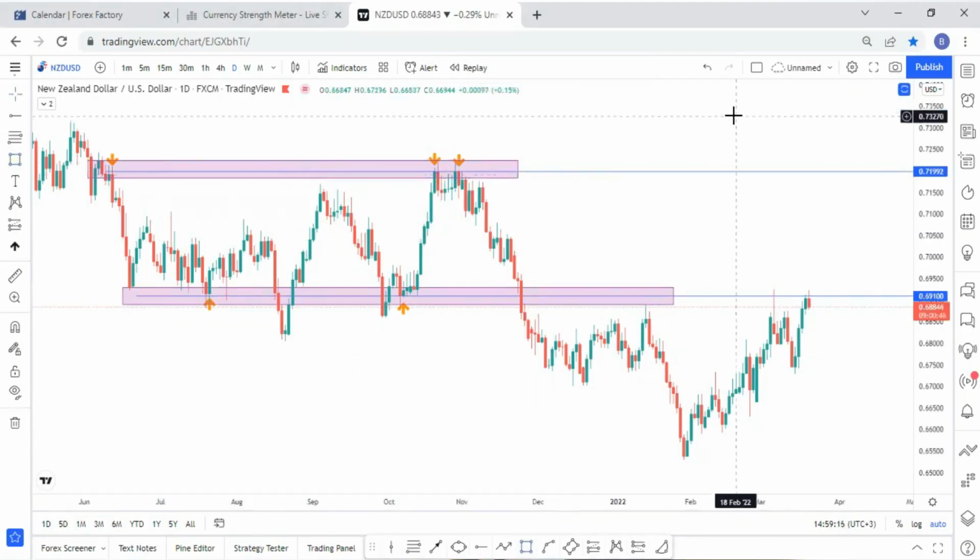All right, so that will be my support zone and my resistance zone. Once that support is broken, it turned into resistance. Again, it was respected here.